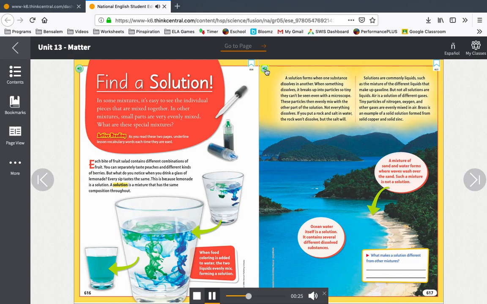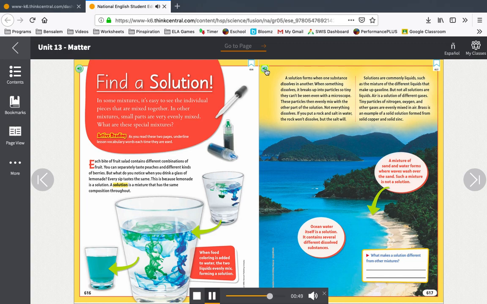Solutions are commonly liquids, such as the mixture of the different liquids that make up gasoline. But not all solutions are liquids. Air is a solution of different gases. Tiny particles of nitrogen, oxygen, and other gases are evenly mixed in air. Brass is an example of a solid solution formed from solid copper and solid zinc.